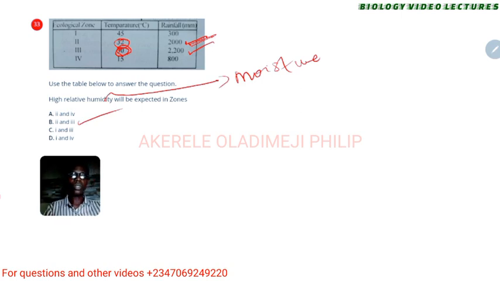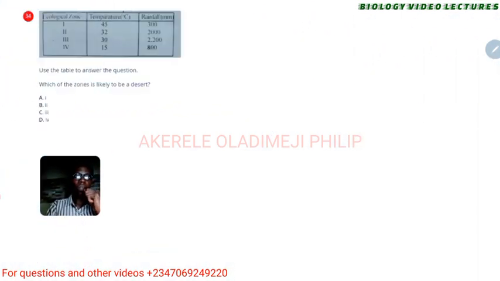All right. So moving on. Then it says here, which of the zones is likely to be a desert? Well, we are looking for an area that has the lowest rainfall and highest temperature. Looking at that quickly, this is 45 degrees Celsius. Rainfall per year is 300 millimeters in a year. That is very small. So that looks like a desert, really. All right.